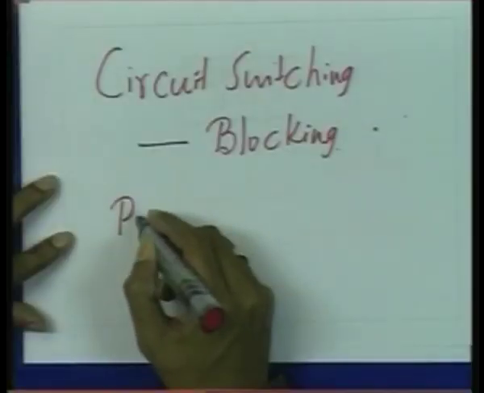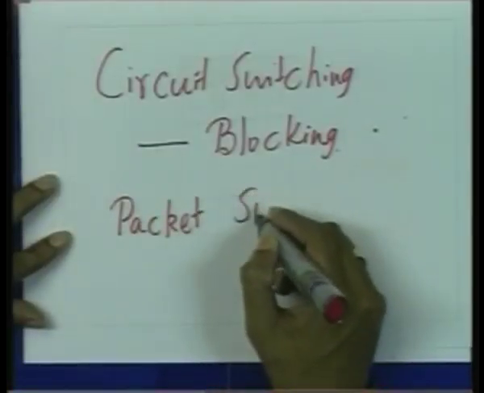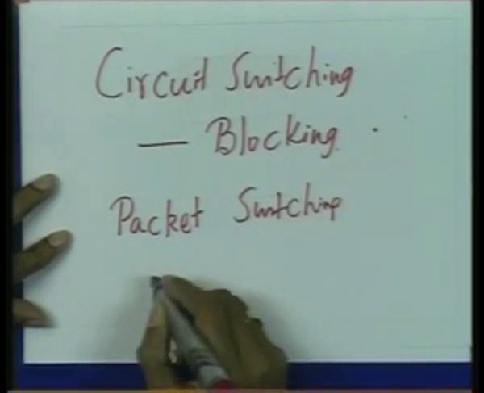As opposed to that, in statistical multiplexing, we do not have any concept of admission control. We are allowing all the users to transmit, and these packets will come and sit in a buffer or in a queue. Since we do not have any concept of admission control, there is no blocking, but there is queuing, and therefore packet switching is characterized by what we call the queuing delay.